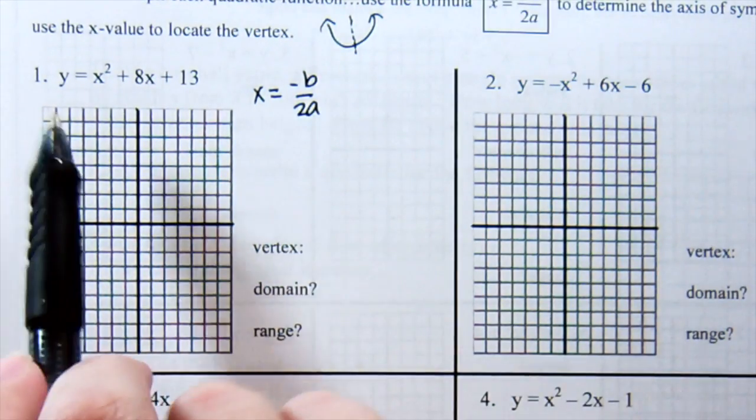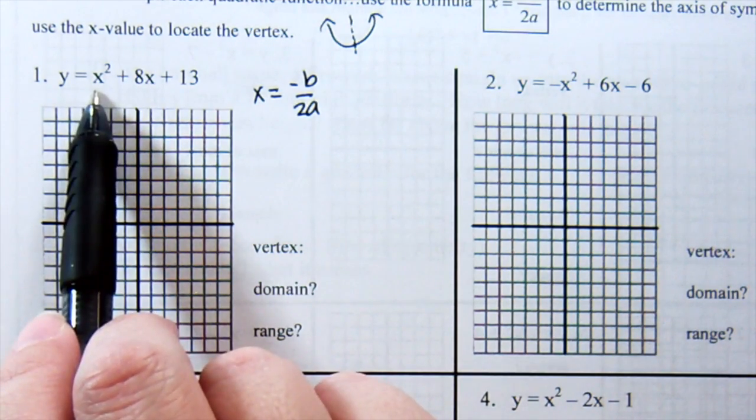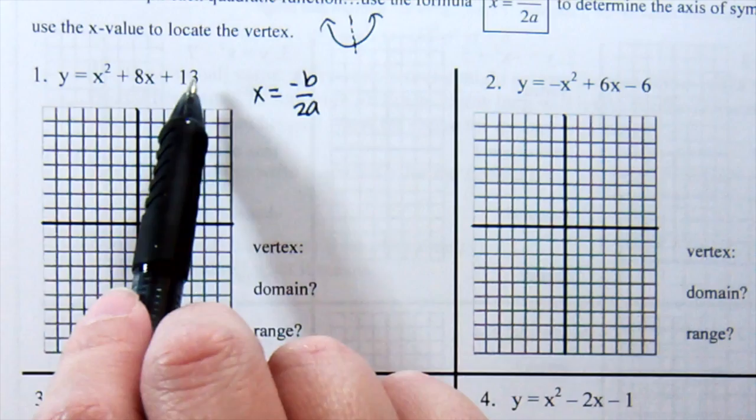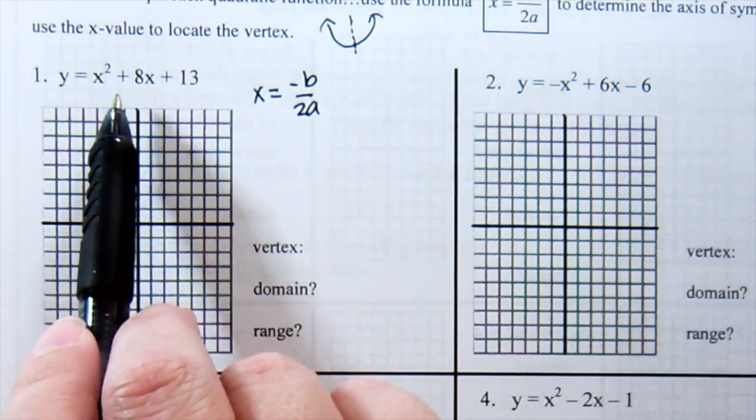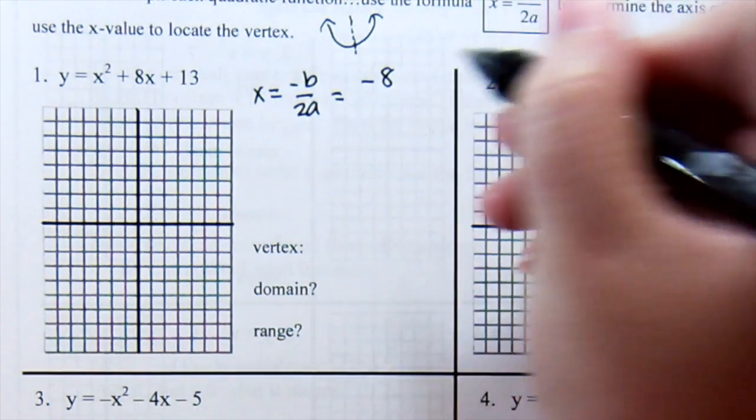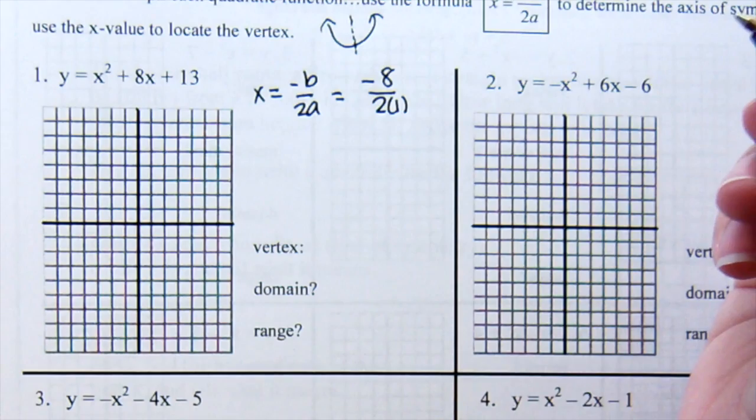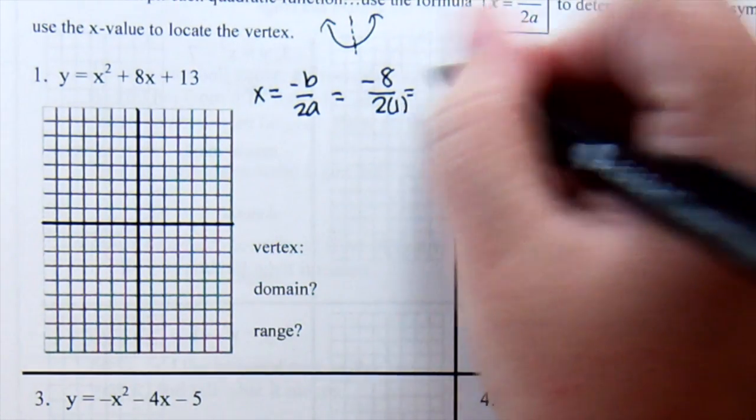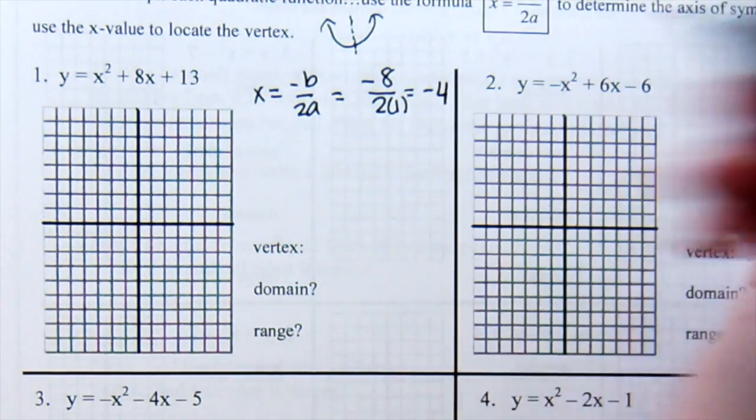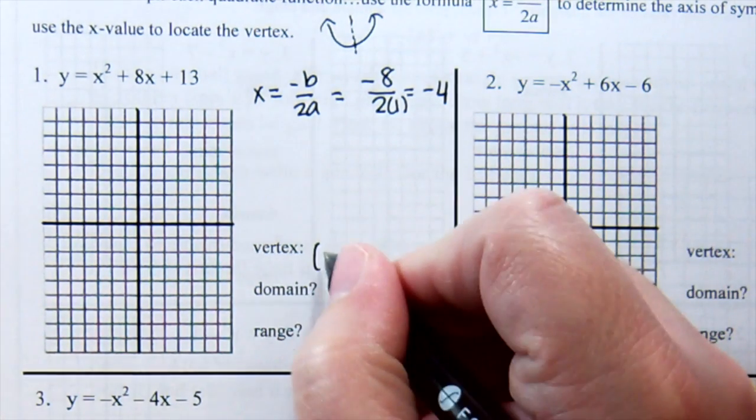And remember that when a quadratic equation is in standard form, your first term is a, the second term is b, and the third term is c. So in this equation, negative b would be negative 8 over 2a. That would be 2 times 1. So negative 8 over 2 is going to be negative 4. That is going to be the x-coordinate of my vertex.